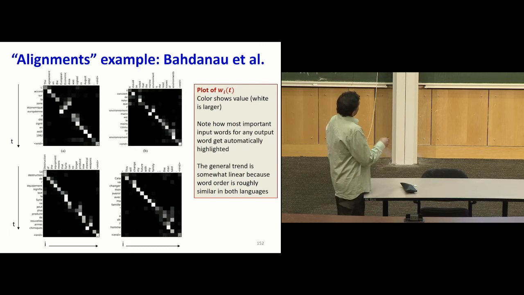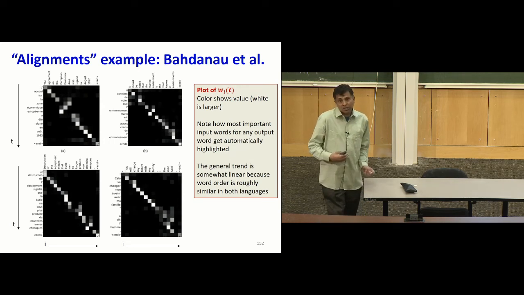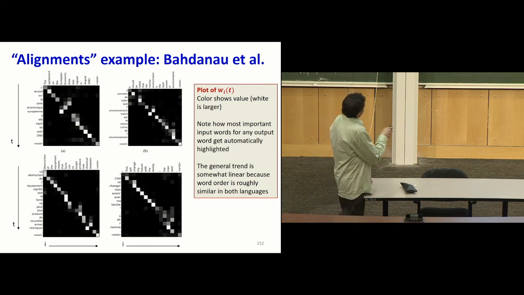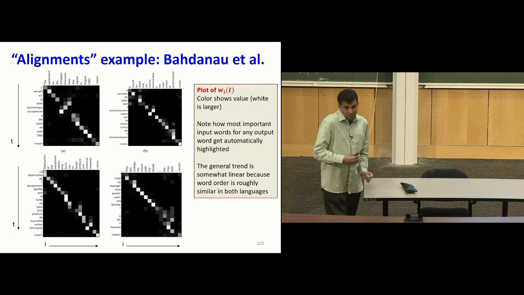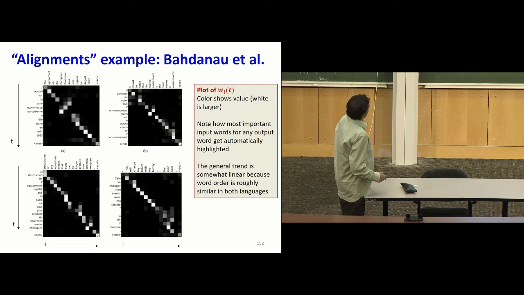The most interesting segment over here is this. European Economic Area gets translated to Zone Économique Européenne in French. The order of the words changes, and you can see correspondingly that when you visualize the attention weights, the attention weights actually flip their orientation.